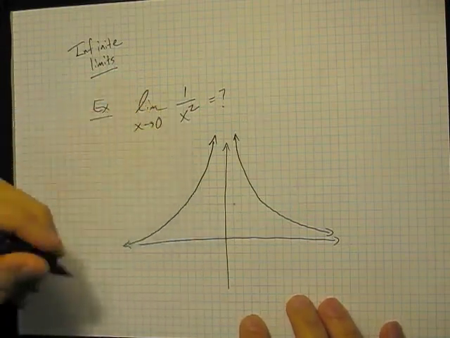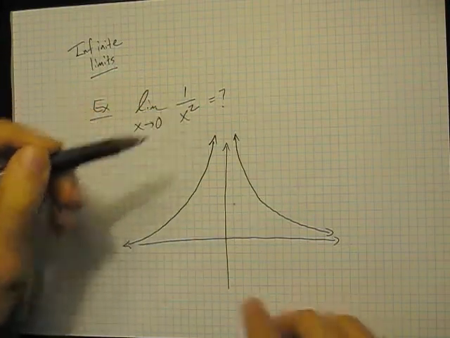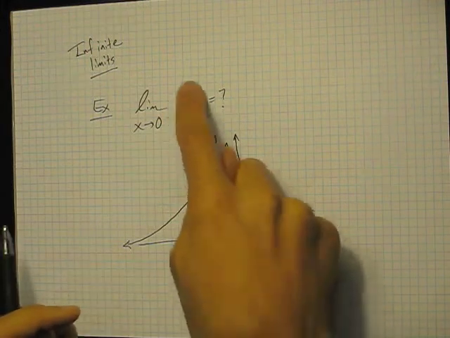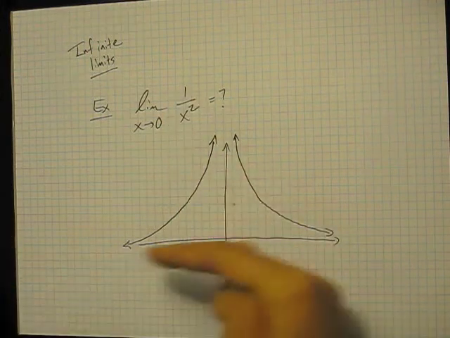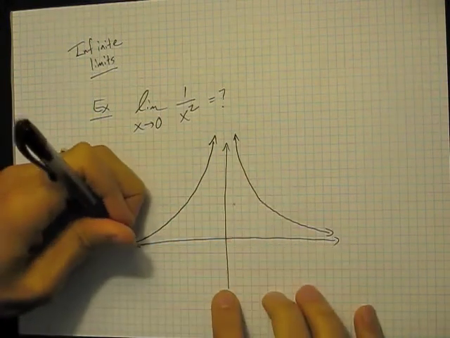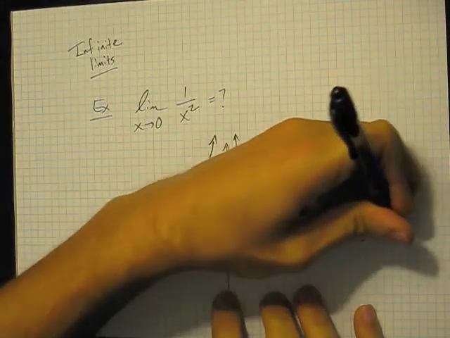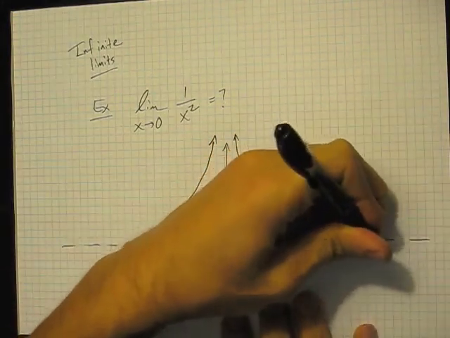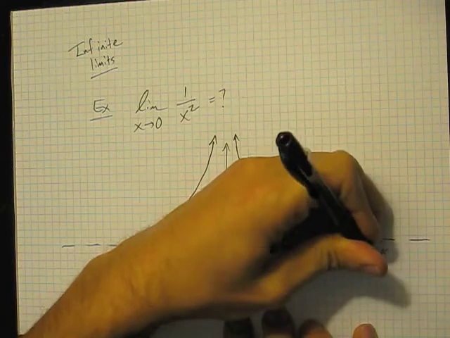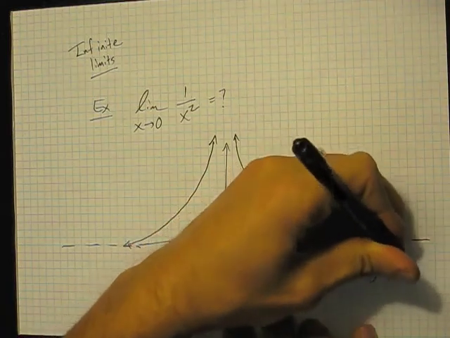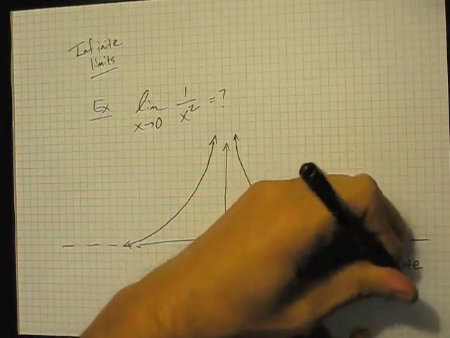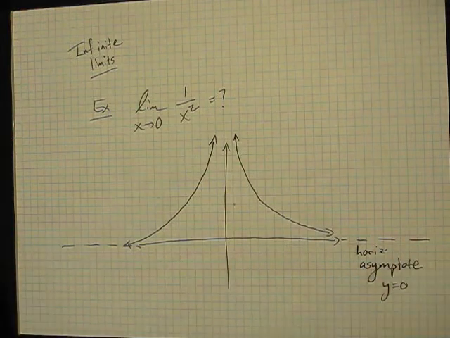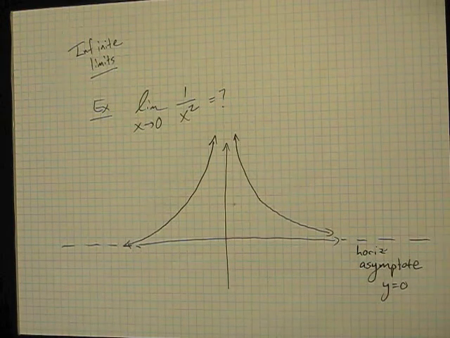So as x becomes very, very large, but with a negative sign, 1 over that squared goes to 0. So this graph will have what we call a horizontal asymptote at the x-axis. Horizontal asymptote is y equals 0. It goes to 0 in both directions in height.